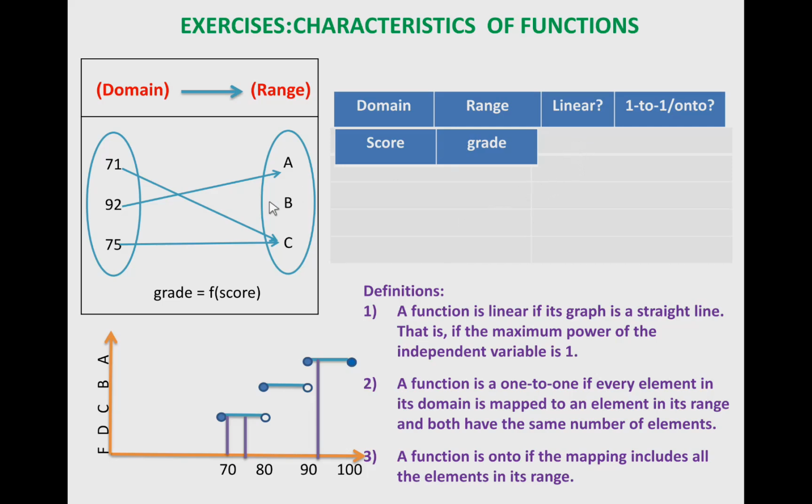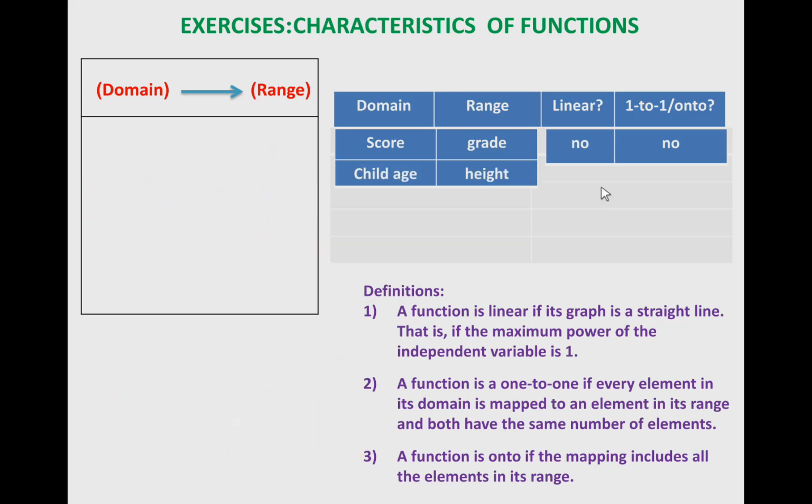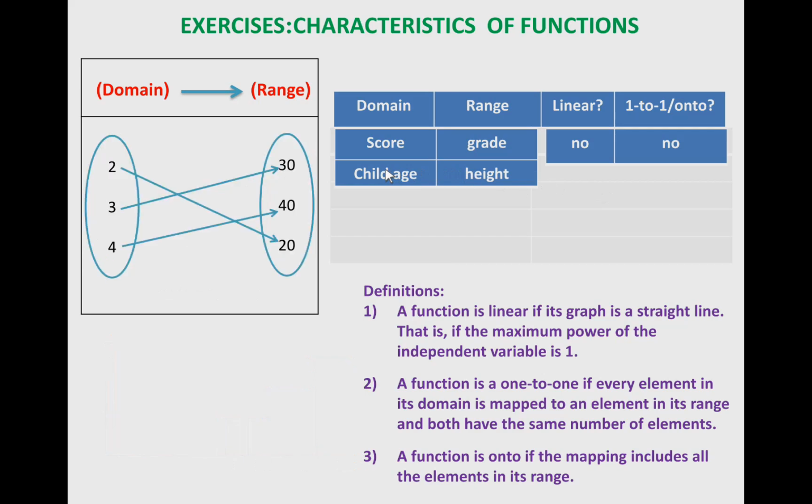Is it one-to-one? The function is not one-to-one also, because B is not mapped to, and because 71 and 75 are mapped to a single value, so it's not one-to-one and it's not onto, and it's not linear, so it's neither.